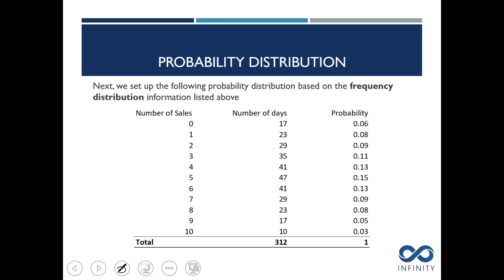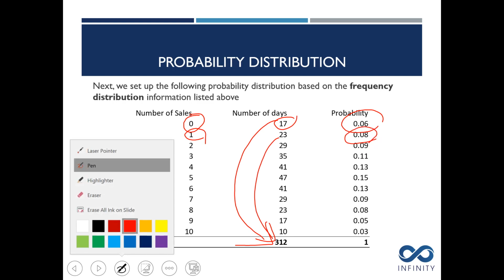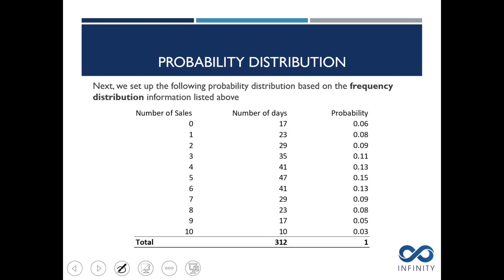So we know that on 17 days we are not selling anything. That means 17 days out of 312 days, or we can say 6% of the days, we are selling 0 computers. Then 23 out of 312 we are selling 1 computer, or we can say 8% of the days we are selling 1 computer. If you add all this together, as per our rule of probability, it has to add up to 100%, or 1. Okay, it is happening.